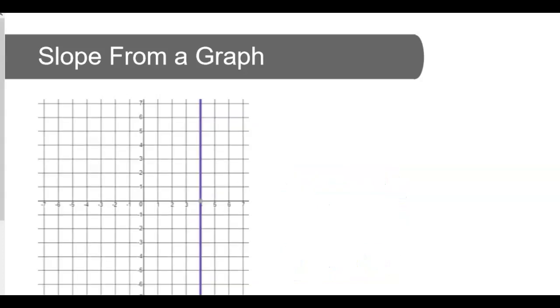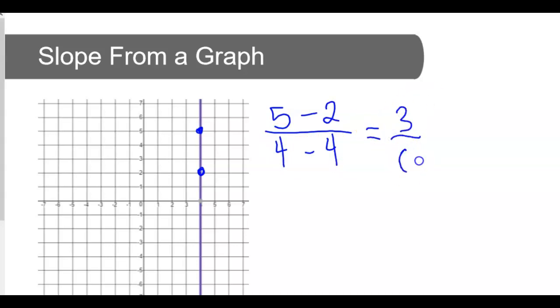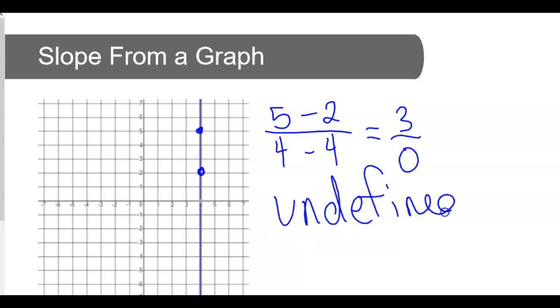How about this line? What's the slope here? Well, if I try to calculate the slope, my y-coordinate, let's say, is 5 at the top there. My second y-coordinate is 2. My x-coordinate is 4, and my second x-coordinate is also 4. 3 over 0 is what I get as my slope. We can't divide by 0, so we say the slope of a vertical line is undefined.